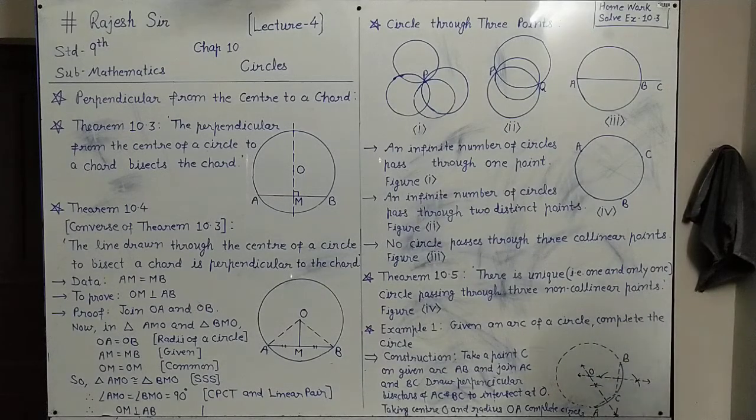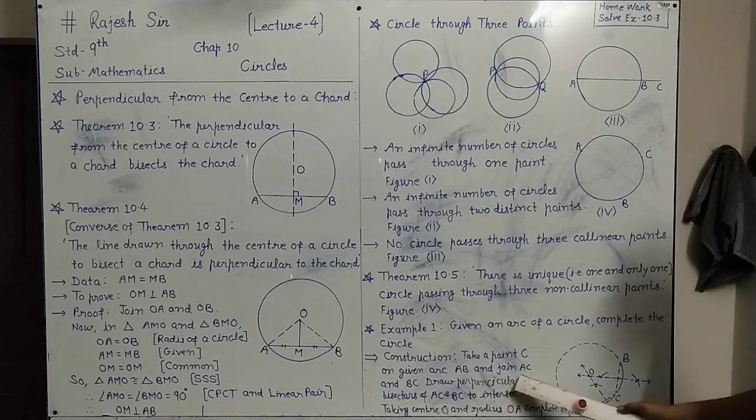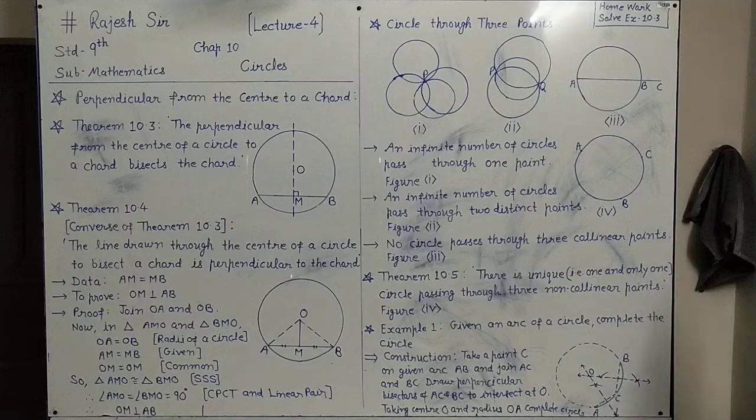So how to complete this? For that, I have written the steps here, and the construction is also done here. The construction is: take a point C on the given arc AB. This is the given arc AB, and on it I have taken point C. Then join AC and BC. First you take point C on arc AB, then join AC and BC. Next, what to do?